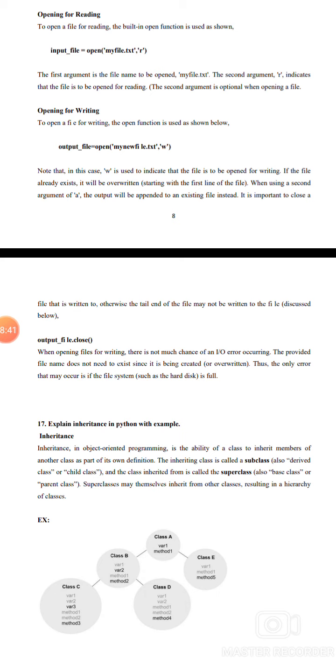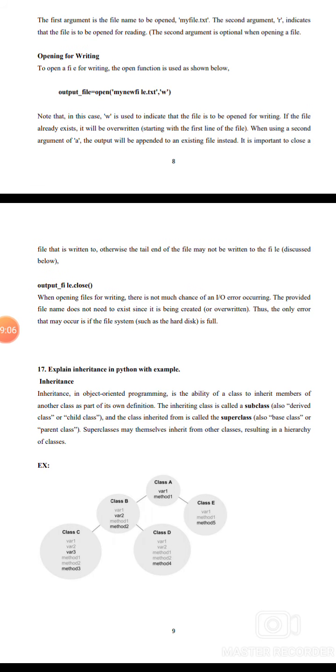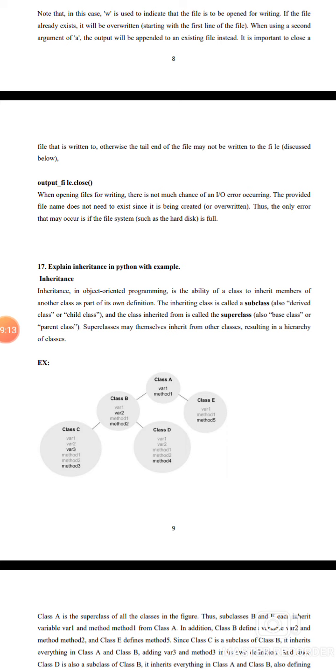Opening for writing: to open a file for writing, the open function is given as output_file equal to open myfile.txt comma w. w indicates writing. If the file already exists, it will be overwritten. When we use the second argument a, the output will append to the existing file. It is important to close the file that is written, otherwise the end of the file may not be written to the file. output_file.close. When opening files for writing, there is not much chance of input or output errors occurring. The file name provided does not need to exist since it can be created. The only error that may occur is in the file system, for example when the hard disk is full.